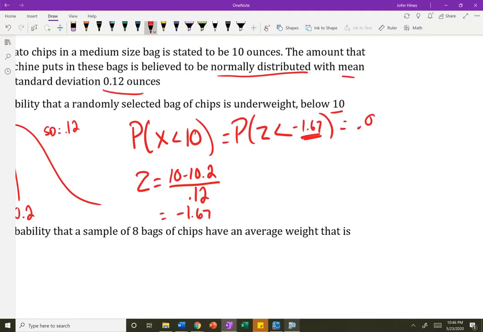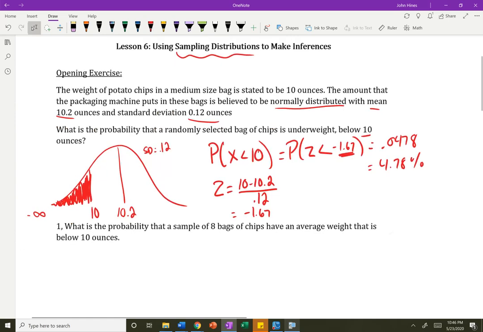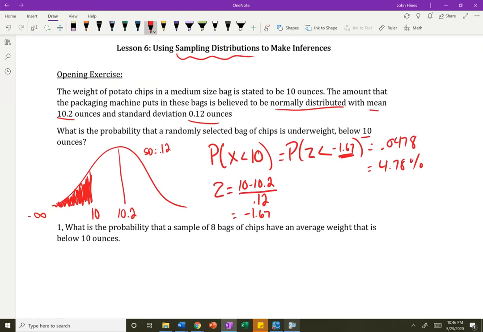So about 4.78% of the bags of chips are underweight. What a shame. They're lying to us here. They're telling me I'm getting 10 ounces of chips, but there's a 4.78% chance I have less than 10 ounces of chips in my bag. That's what we did in lessons 1 and 2.